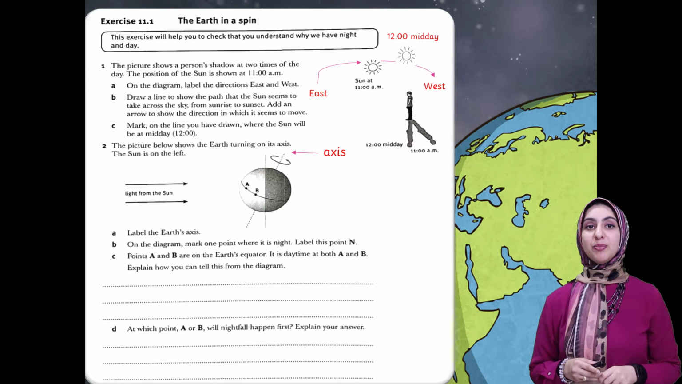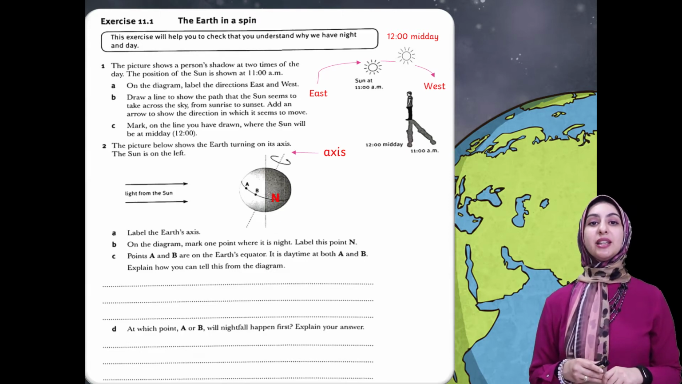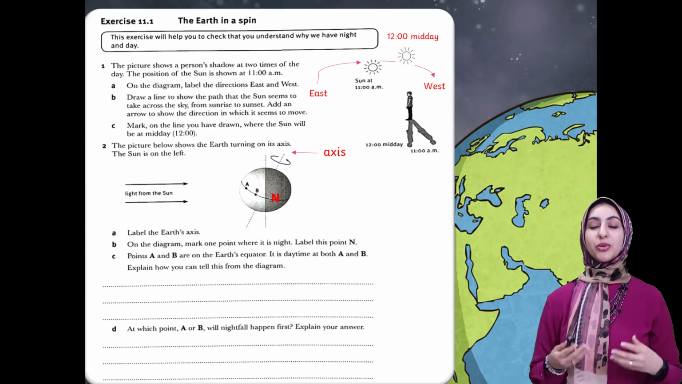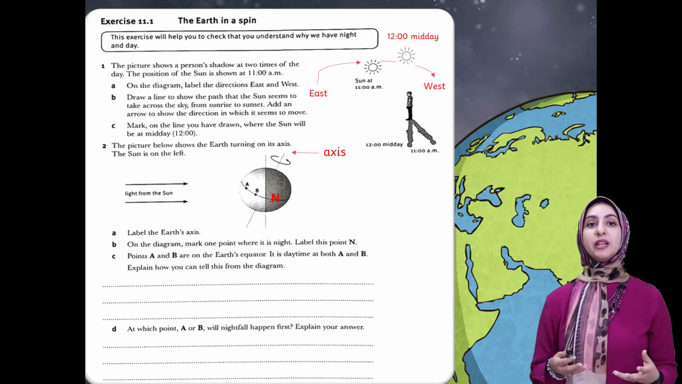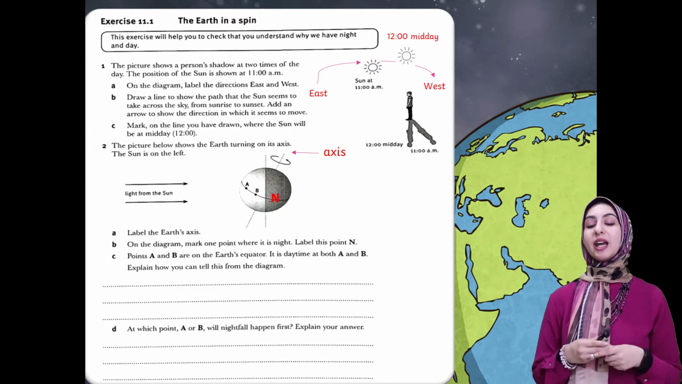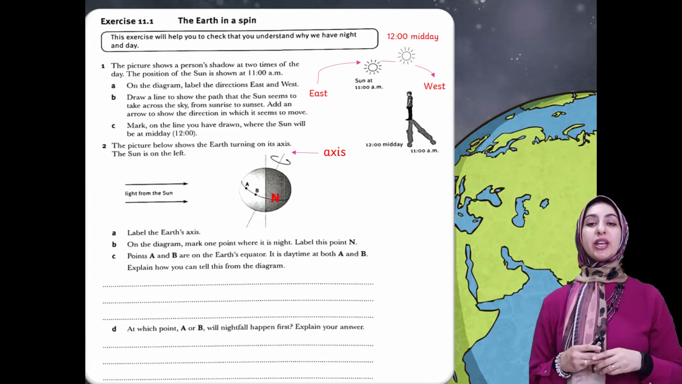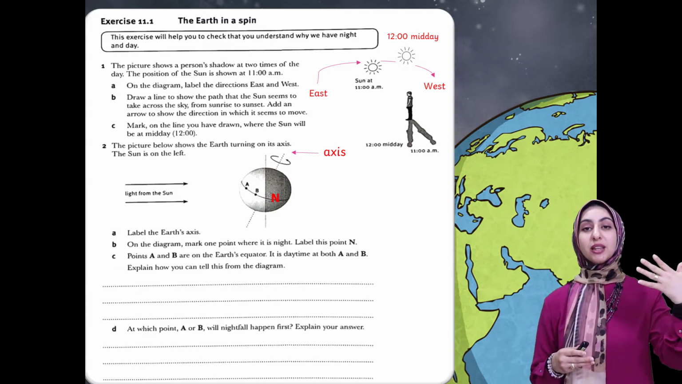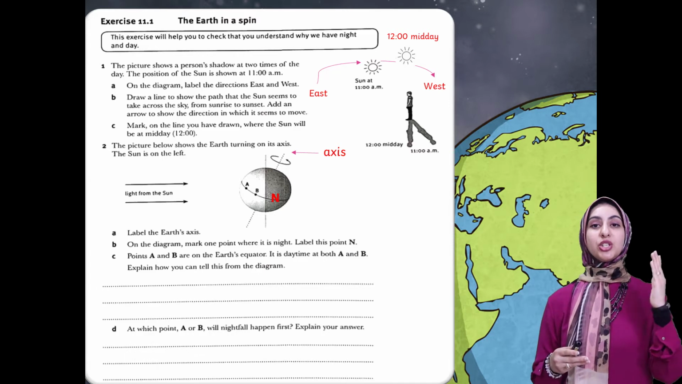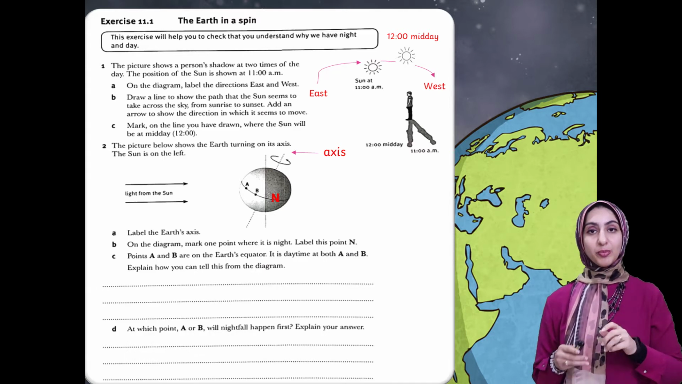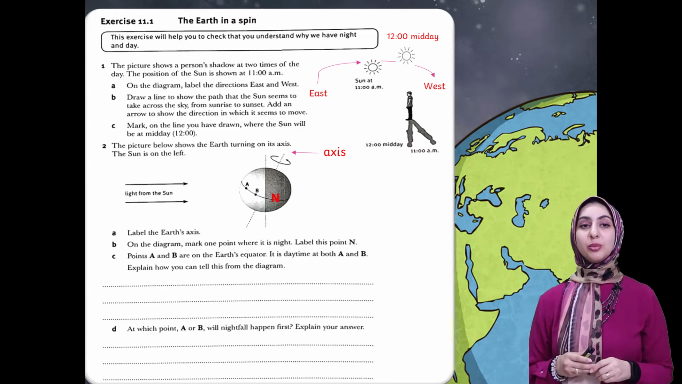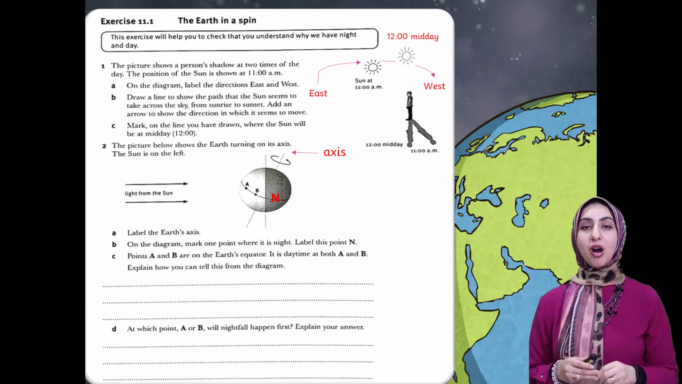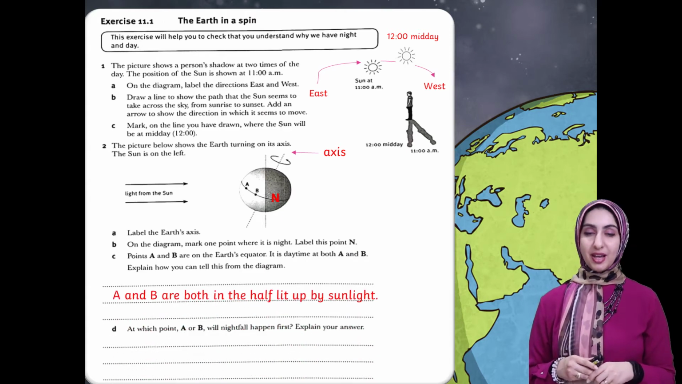Question C. Points A and B are on the Earth's equator. It is daytime at both A and B. Explain how you can tell this from the diagram. On the diagram we can see that the sun rays are facing the half of the Earth which has the points A and B, right? So the answer here will be A and B are both in the half lit up by the sunlight.